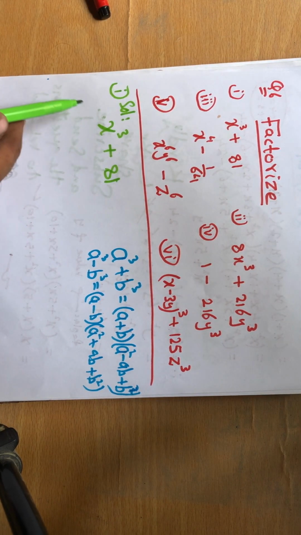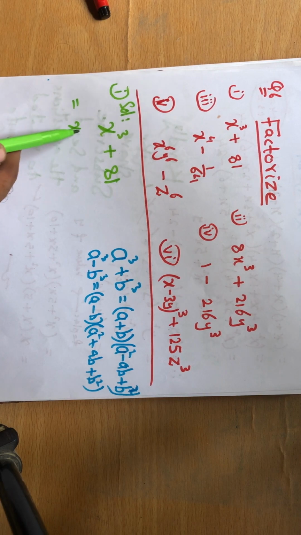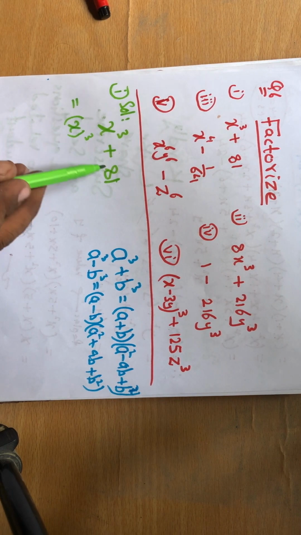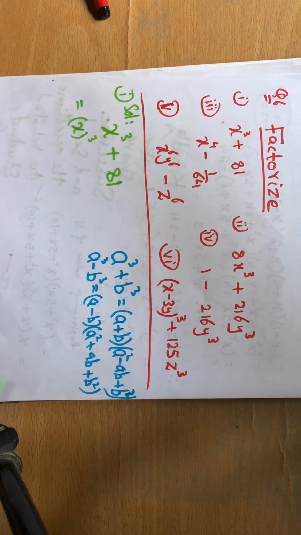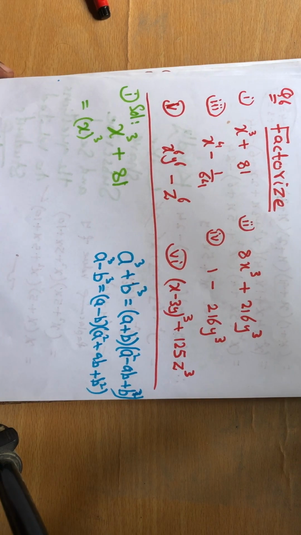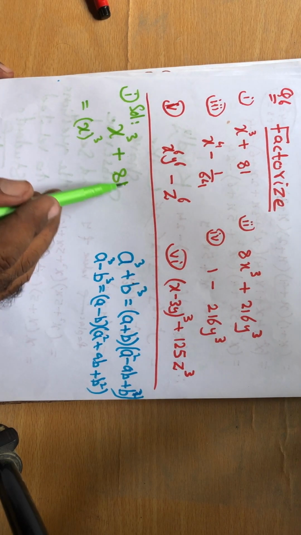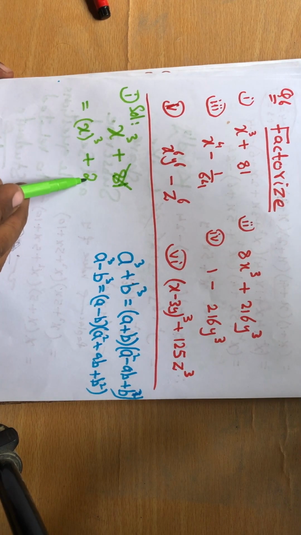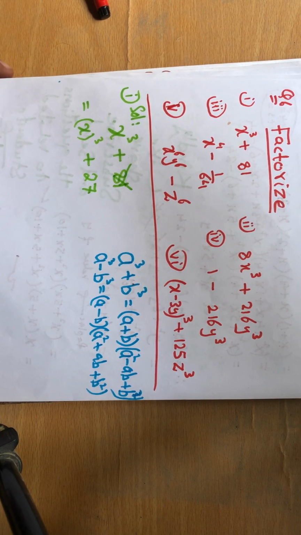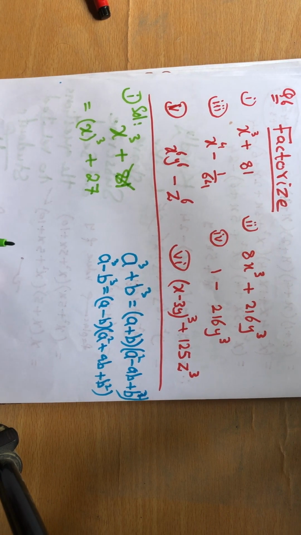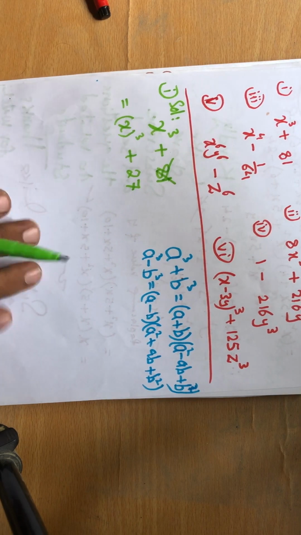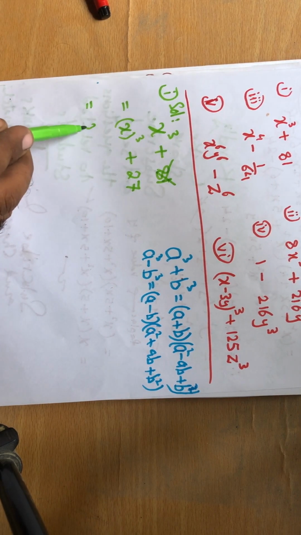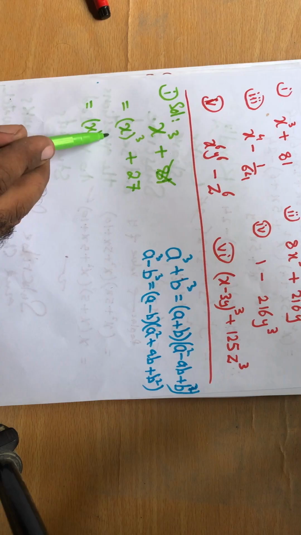Here the number is 81. Remember, 81 is not a cube number. X cube we can write, but 81 is not. There is no such number that if we multiply thrice, 81 comes. So the main number is 27, or we can also write 64 because that is the cube of 4. But we have taken here 27 because 27 is a cube number as well.